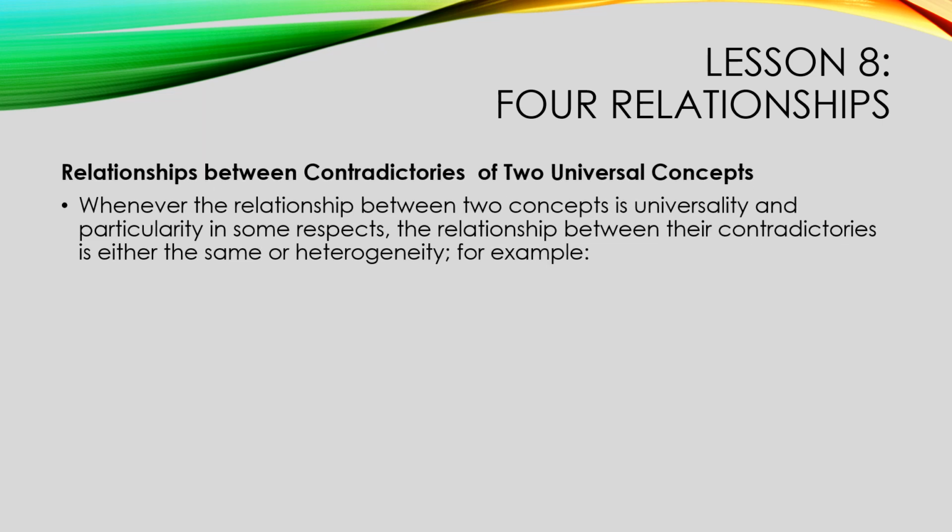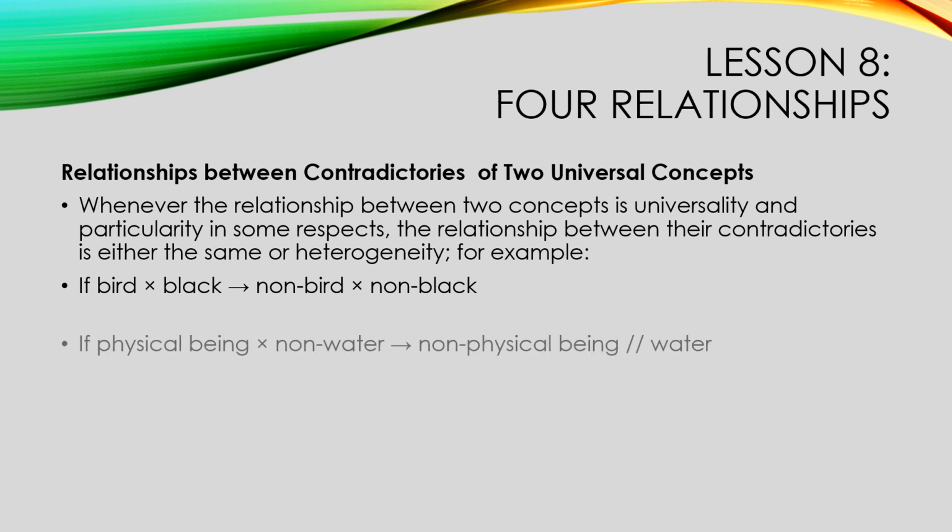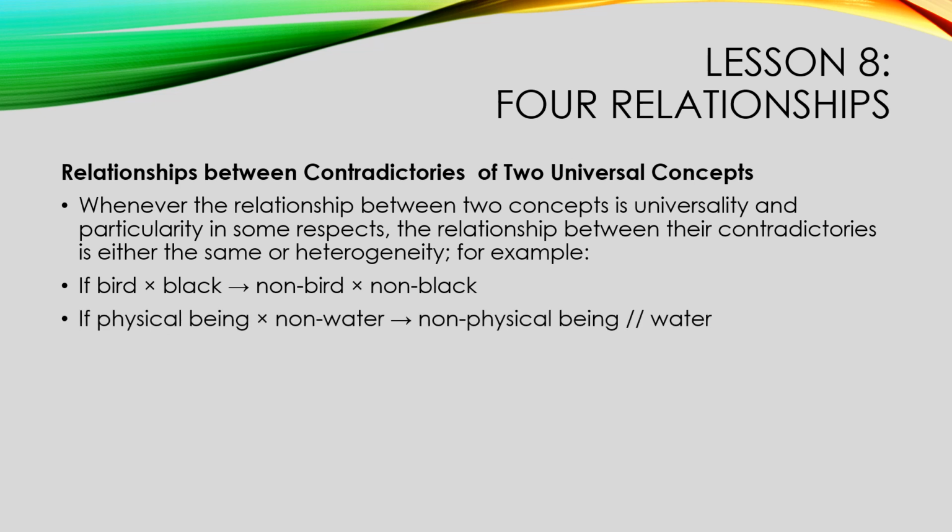Whenever the relationship between two concepts is universality and particularity in some respects, the relationship between their contradictories is either the same or heterogeneity, the opposite. For example, if bird is not necessarily black, it means to say non-bird is not necessarily non-black. If physical being is not necessarily non-water, it means to say non-physical being is not water.